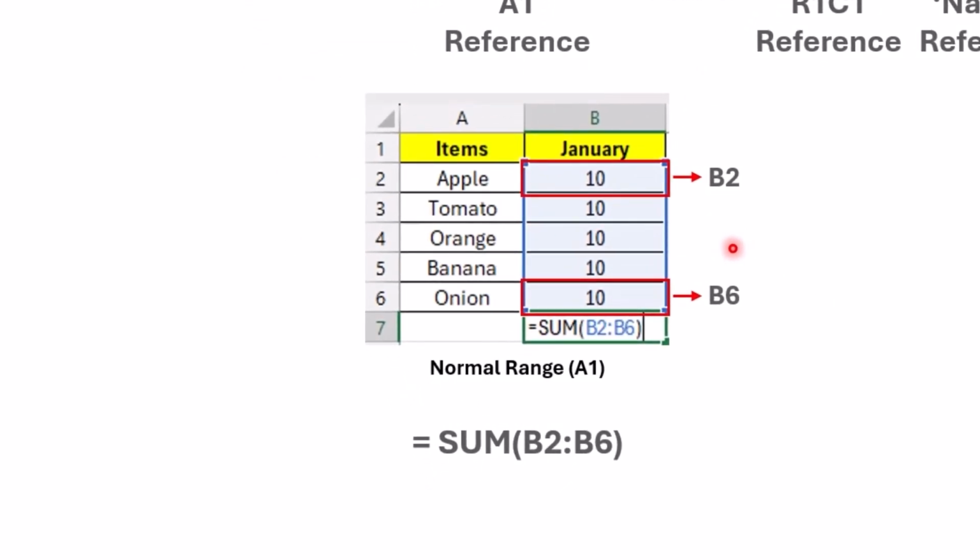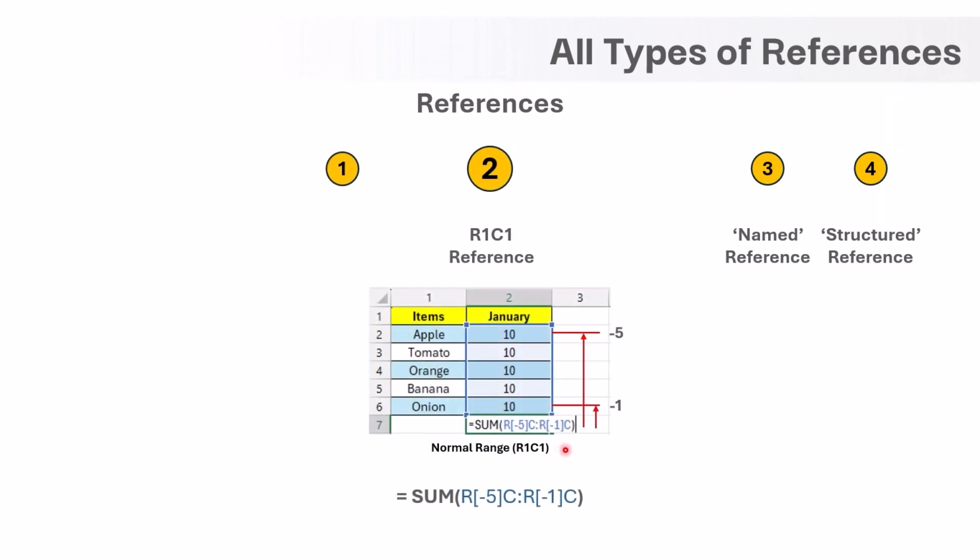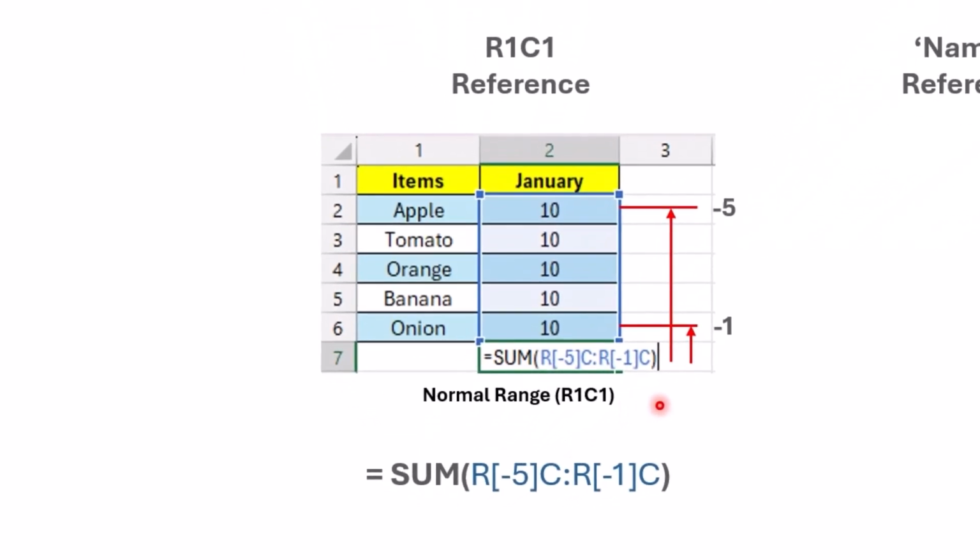As we know, if we want to sum all the values under January header from cell B2 to B6, we just have to add a sum formula referencing these two extreme cells, B2 and B6, separated by a colon in between. Pretty straightforward. The next, R1C1 reference, is slightly complicated, but luckily the least used reference among all.